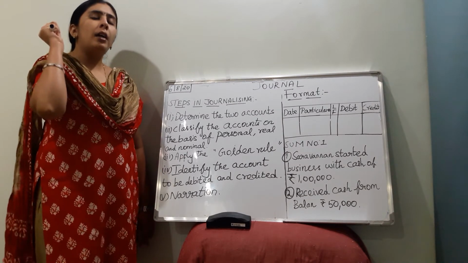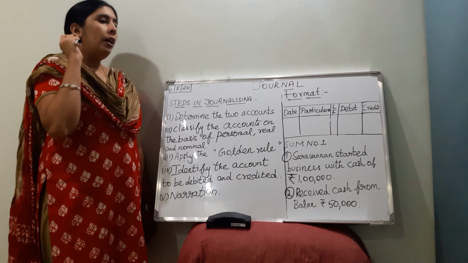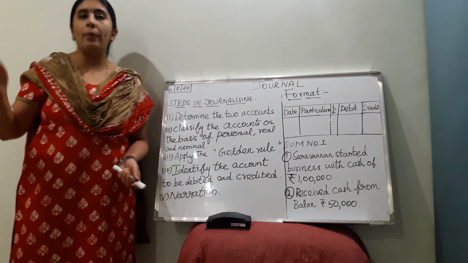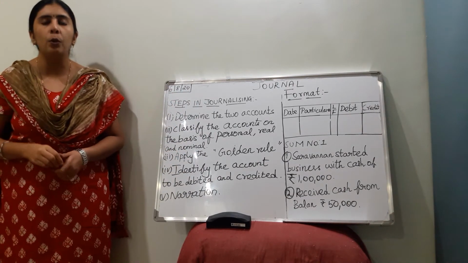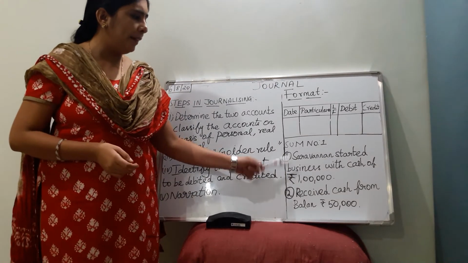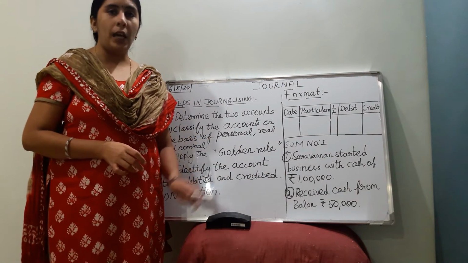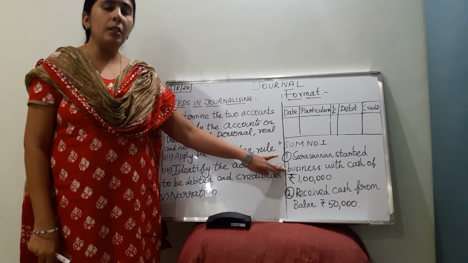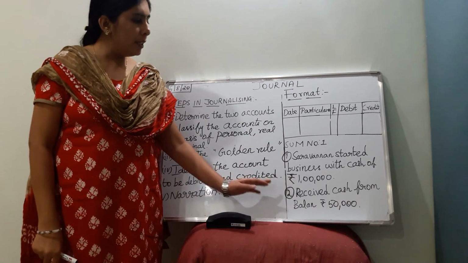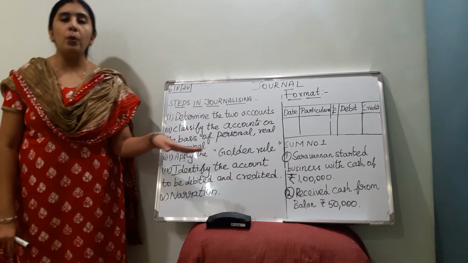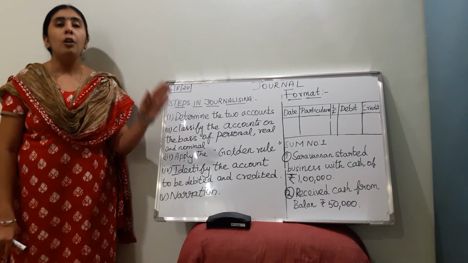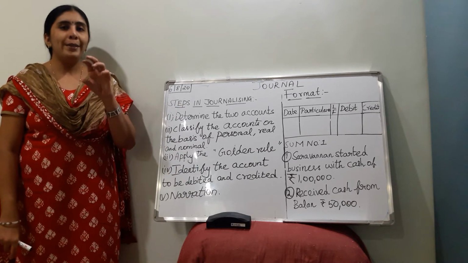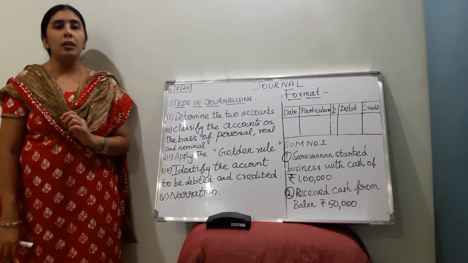And at the top of every journal entry, you have to write "Journal in the books of so and so person." The questions will be like this: Saravanan started business with cash. This is called an entry, or a transaction, for which we will be writing a journal. Received cash from Balan. This is also an entry or a transaction for which we will be posting a journal in our journal book. So this is regarding the steps in journalizing.